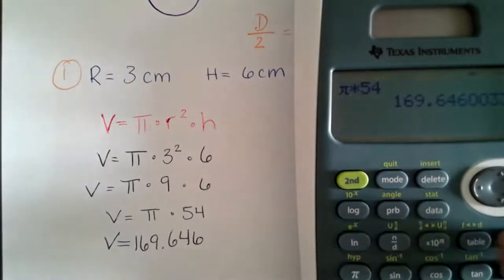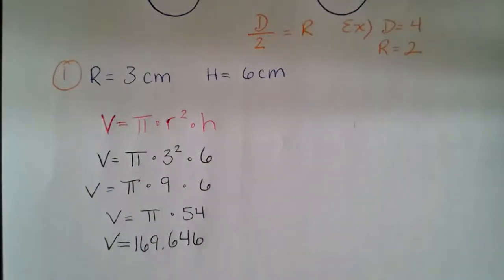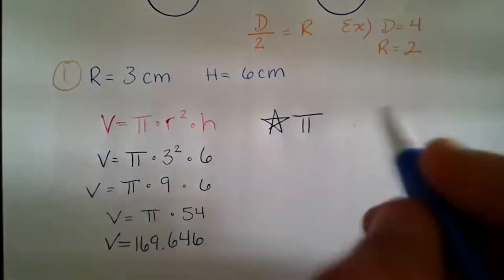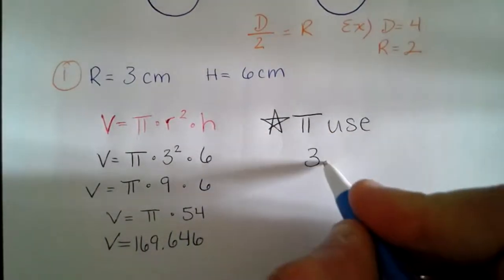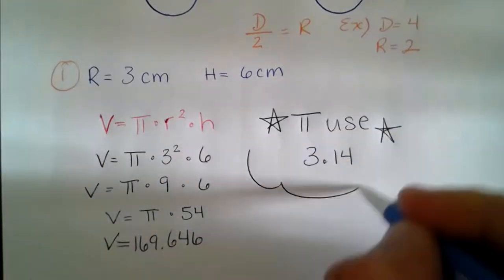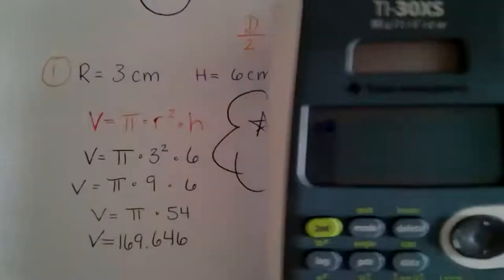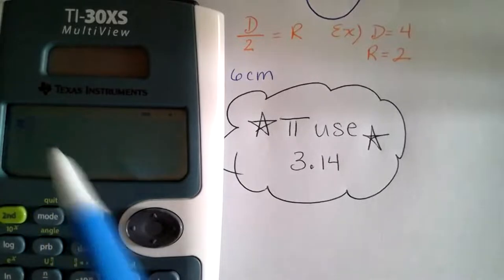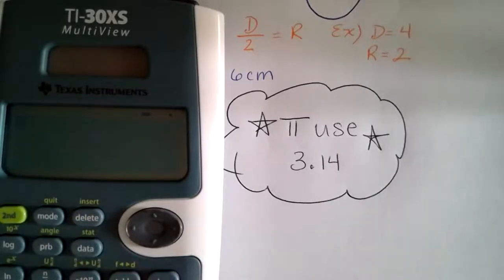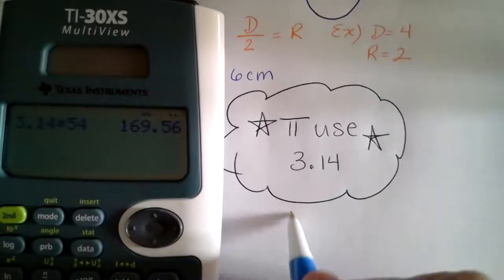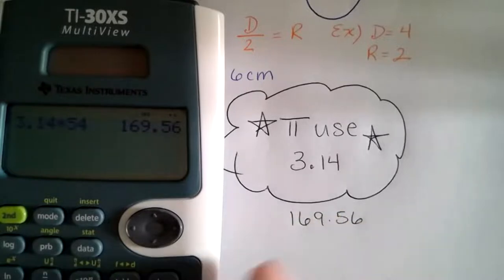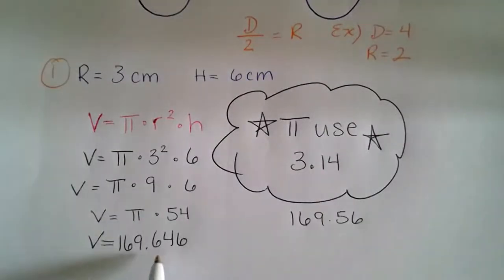Now, if I don't have a high-tech calculator, what you can do is whenever you see pi, use 3.14. And I'll say that again. If you do not have one of these high-tech calculators that has a pi button, like mine does, just use 3.14. Now, some of you are going to say, okay, as I'm watching this video, I did 3.14 times 54. Well, wait a minute, Mr. Malone. When I did that, I got 169.56. When you did it, you got 169.646.